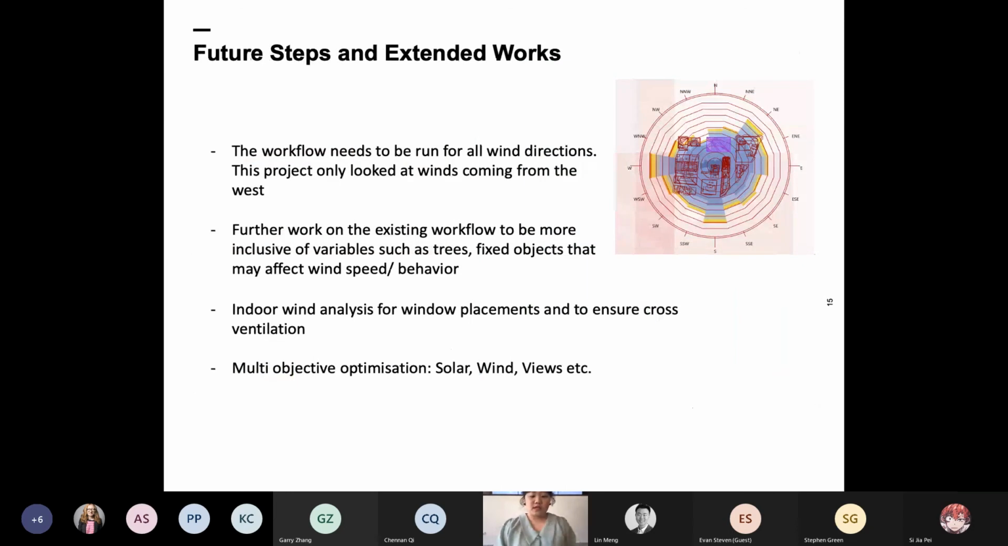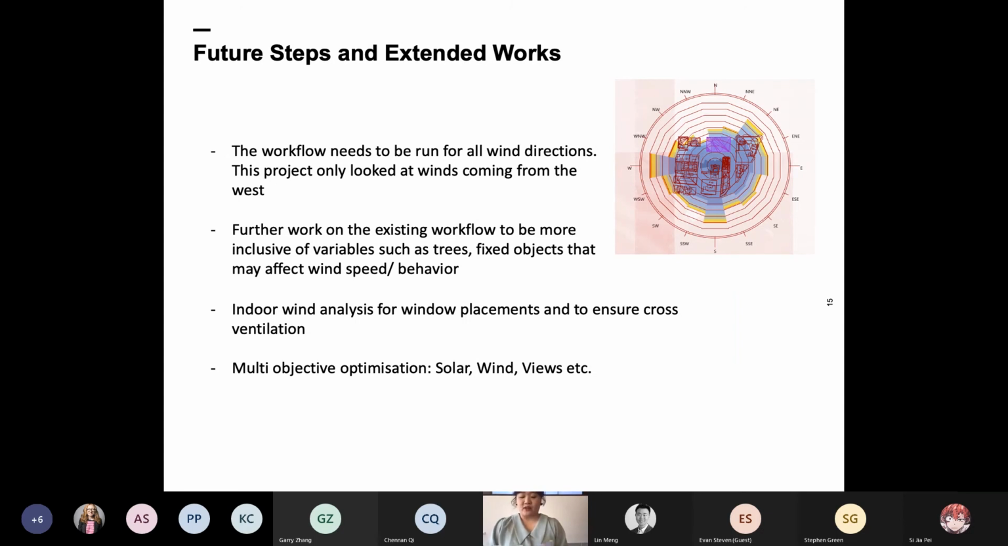Future steps. Firstly, for this project, with more time, the workflow must analyze other wind directions to achieve more cohesive results. Further developments on the workflow could account for fixed variables such as trees or fixed objects that would mostly affect the pedestrian level. Another possible extended work is looking at indoor wind analysis for window placements or layouts to ensure cross ventilation.